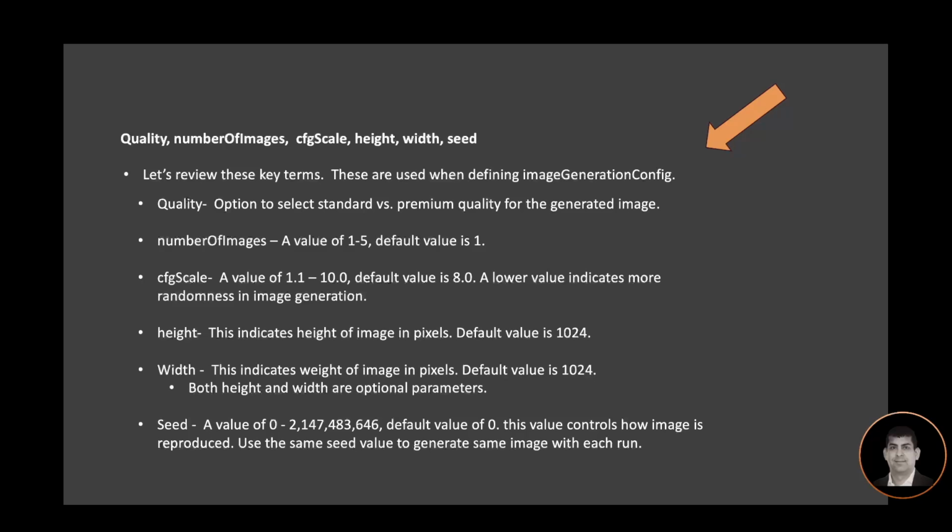A lower value indicates more randomness in image generation. Then we have height and width for the image, and the default value is 1024. And then there is a seed value. Default value is 0. You can change it within the range. This value controls how the image is reproduced. Use the same seed value to generate the same image with each run.